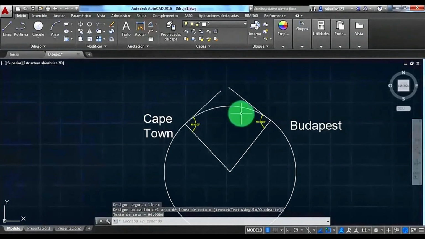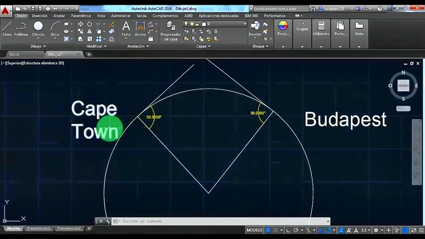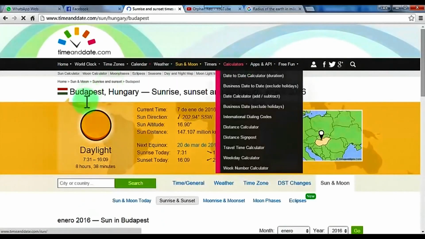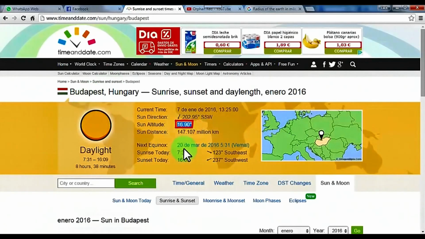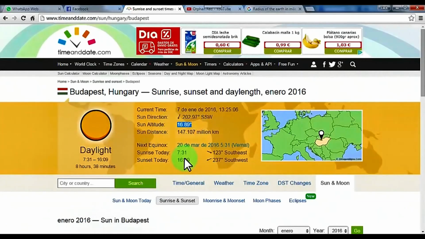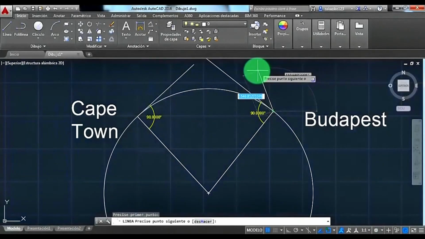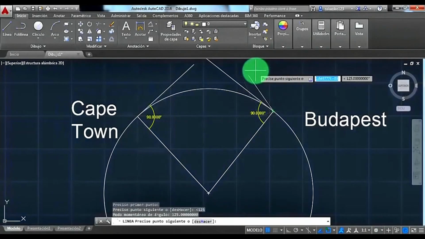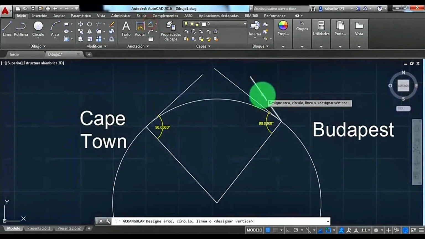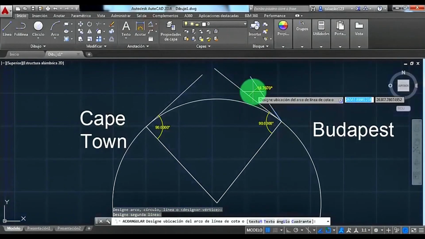90 degrees, confirmed. Now we are going to use the Time and Date website to get the elevation angle of the sun for the two cities. Now let's start with Budapest, Hungary. It's 16.89 degrees. Let's just say 16 degrees. Now I'm going to draw the angle. There you go. 16 degrees.